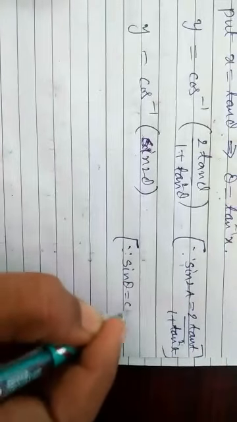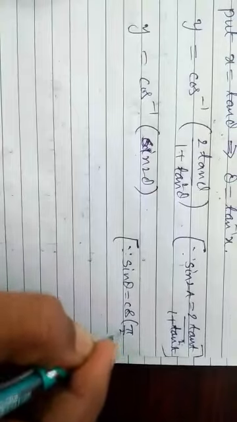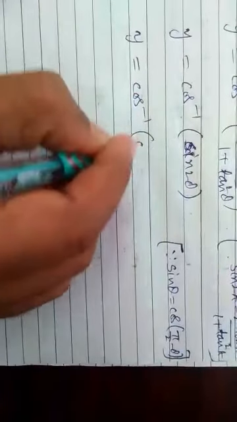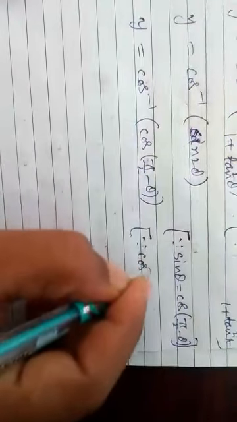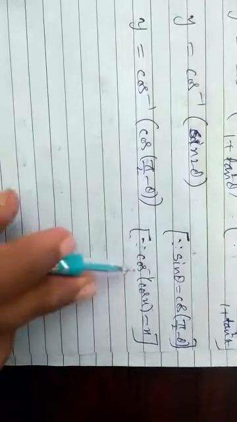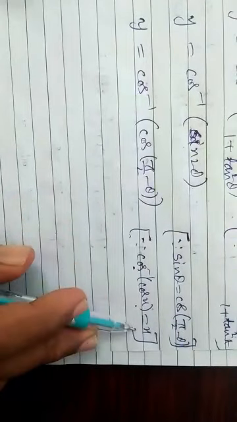And one more thing, sin theta we can write as cos of 90 minus theta. Now our problem becomes y is equal to cos inverse of cos of pi by 2 minus theta. Since cos inverse of cos x is equal to x only.